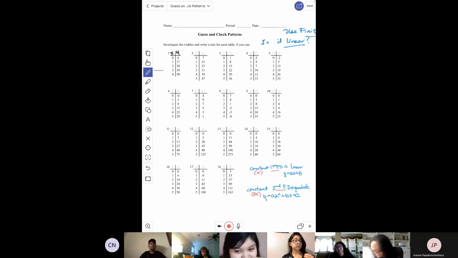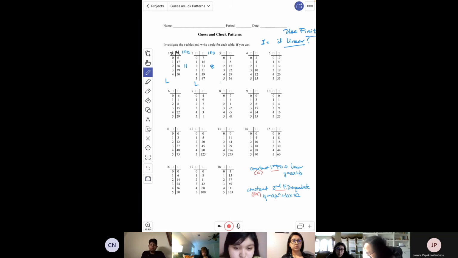Number 1, linear? It is. And what is the first finite difference? 11. Okay, so you're good to go. The second one, is it linear, quadratic, or neither? Linear. It is linear. And what is the first finite difference? 8. Excellent.